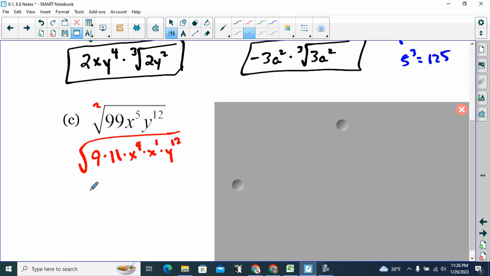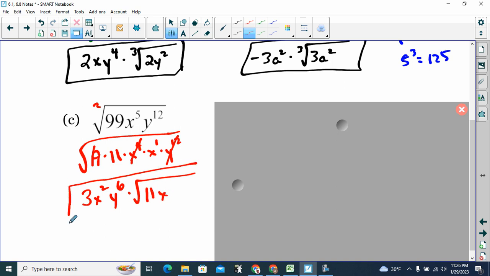Square root of 9 is 3. Square root of x to the 4th, 4 divided by 2 is x to the 2nd. I've got y to the 6th times the square root of 11x.